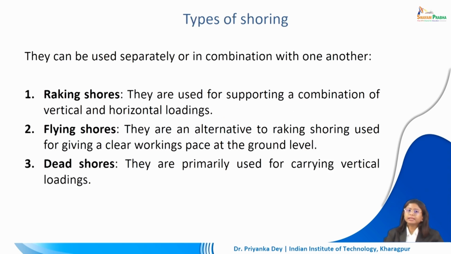Now, shoring can be done in different ways. The first is called raking shores. Now, these are inclined members which are supporting adjacent wall. It has multiple types of constituent members.